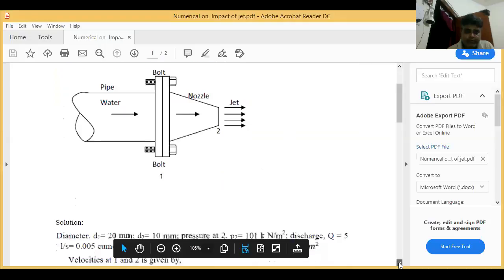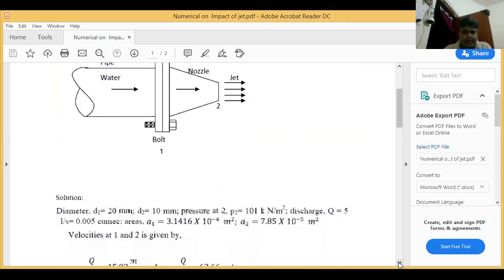Now, D1 is equal to 20 mm, D2 is equal to 10 mm, and the pressure at section 2 is P2 equal to 101 kilonewton per meter square. Discharge is equal to 5 liters per second, that is 0.005 meter cube per second. Areas: A1 is equal to 3.1416 into 10 to the power minus 4 meter square, and A2 is equal to 7.85 into 10 to the power minus 5 meter square. This is calculated with area equal to pi d square by 4.